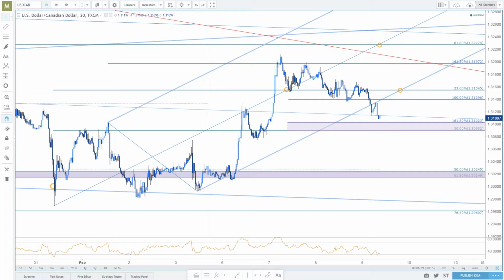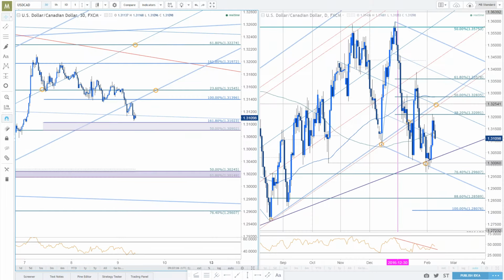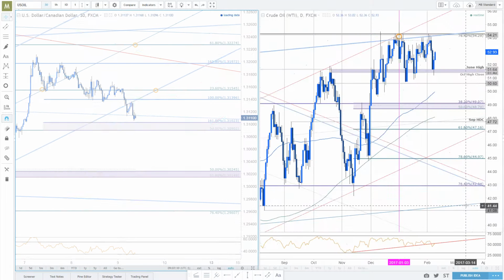What's your longer-term view for crude, Lionel? Again, so longer-term, I'm a big believer that you'll see the larger correction in crude to the downside. I don't think it's a bear market, if that's what you're asking.